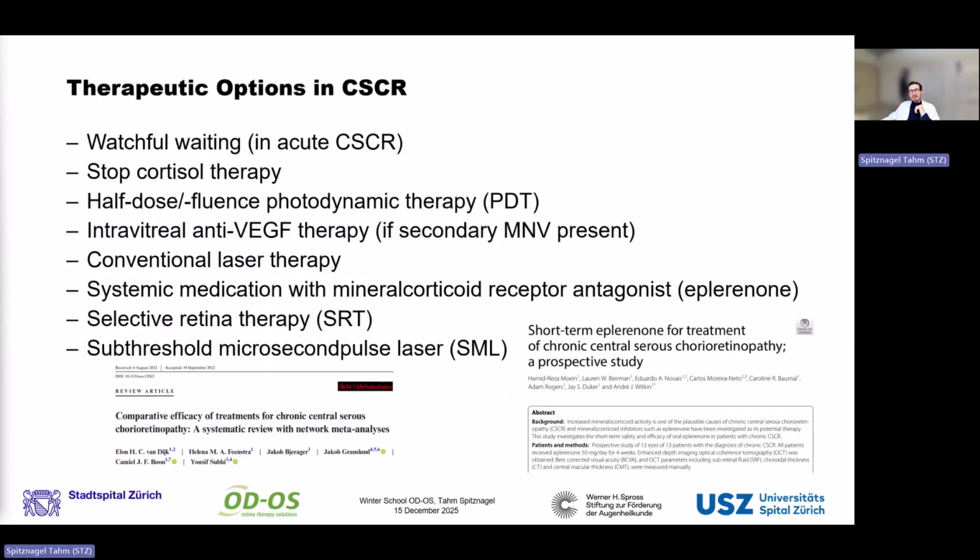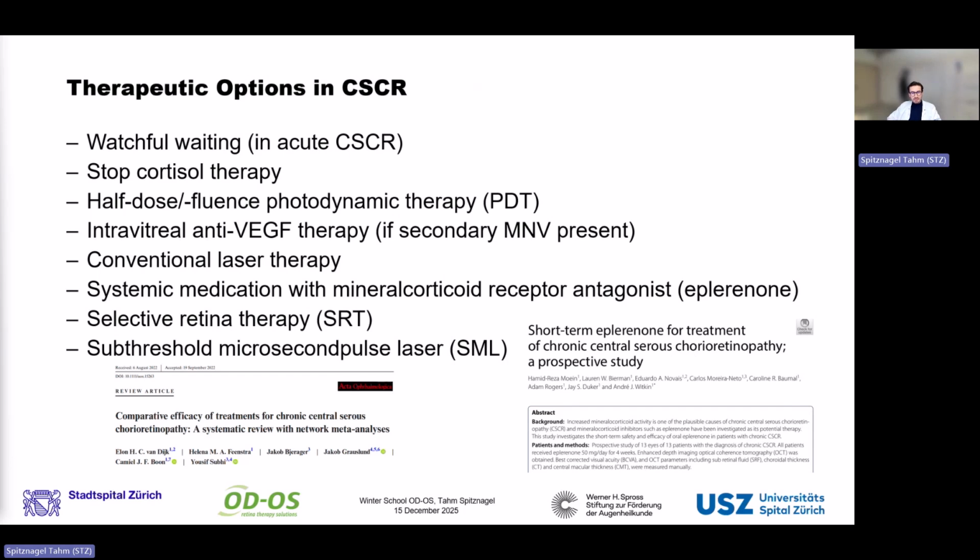The management of CSCR depends on disease duration, severity, and the presence of the subretinal fluid, and of course of structural complications. In acute CSCR, initial management often consists of watchful waiting, depending a bit on the hospital, on the doctor. Sometimes it's 3 months, sometimes it's maybe 6 months or something in between. Whenever possible, exogenous corticosteroid therapy should be discontinued or reduced, as steroid exposure represents one of the strongest modifiable risk factors. In cases with persistent or recurrent subretinal fluid, several active treatment options are available.